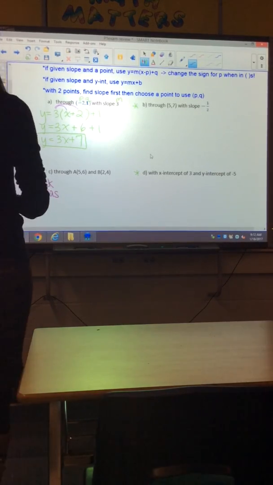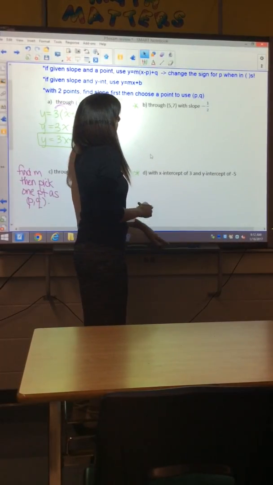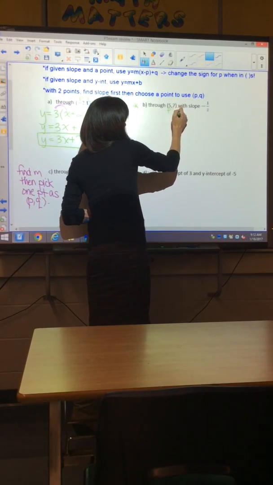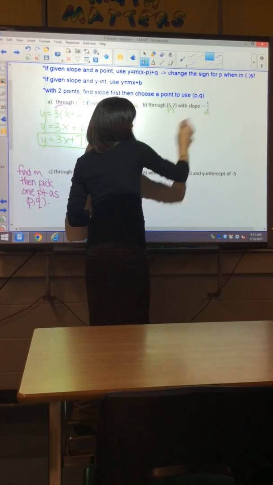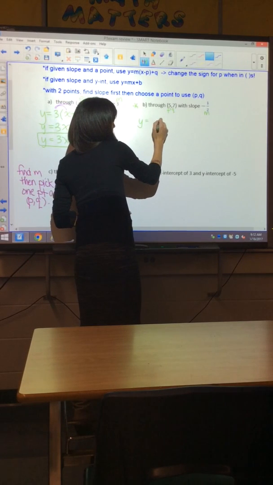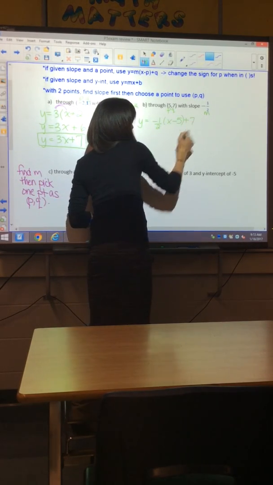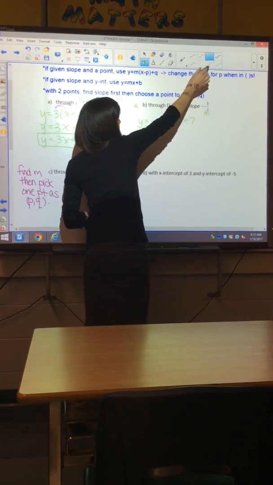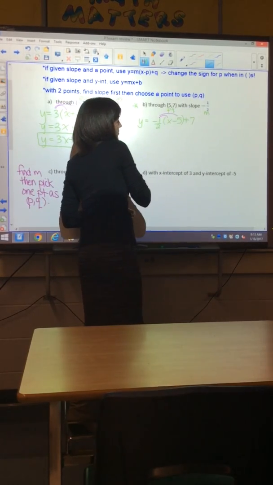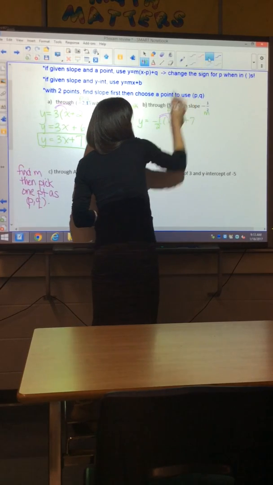For question B, p and q are 5 and 7, and the slope m is -1/2. So y equals m bracket x minus p plus q. Use the distributive property to multiply each term by the number in front of the bracket.